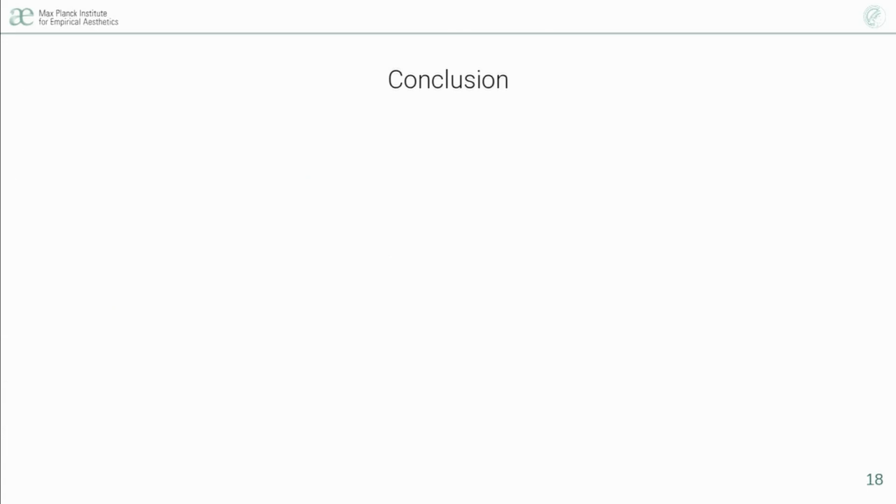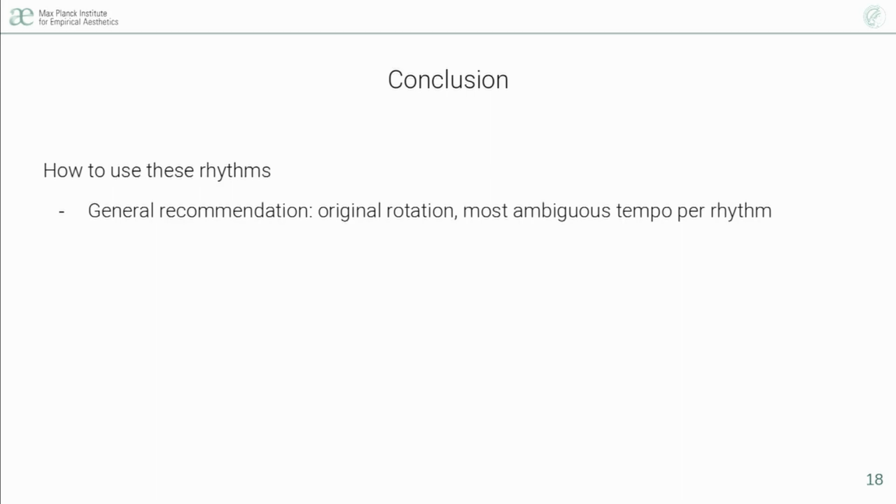To wrap up, conclusions, how we suggest you should maybe use these rhythms and how not to. As a general recommendation, we found that rotation didn't tend to alter the perceived meter very much. In specific cases it did, but across the board it actually didn't do as much as we thought it would. So we say use the rotation that the rhythms were generated at. And each rhythm has a tempo that it seems to be most ambiguous at, that we can, again, use that.